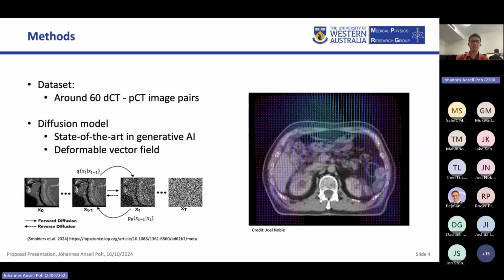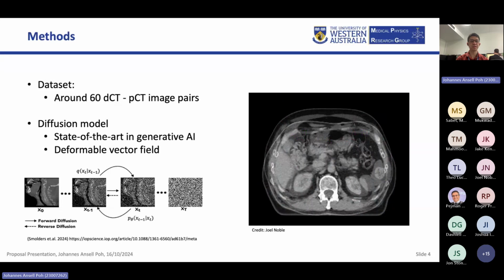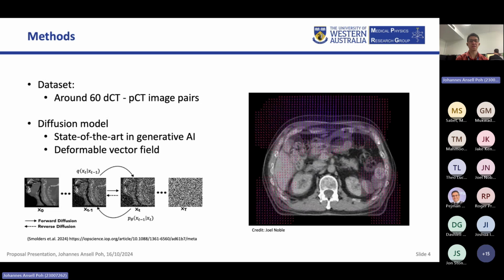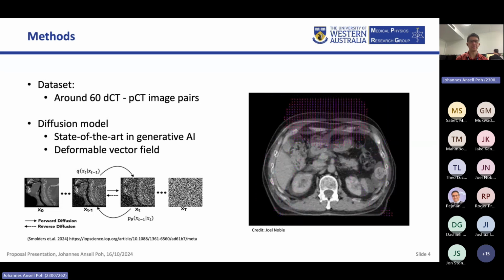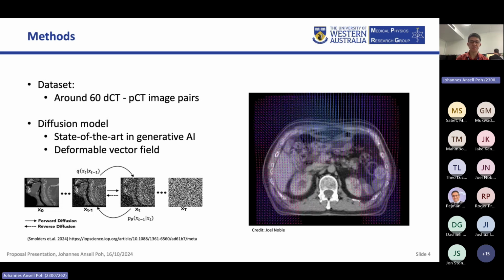So in the image on the bottom, we can see how a diffusion model works. It works by having a forward diffusion and a reverse diffusion. The forward diffusion introduces Gaussian noise to an image over a series of time steps, and the reverse diffusion attempts to remove the noise from the image, starting from a noisy image to get a nice noise-free image.